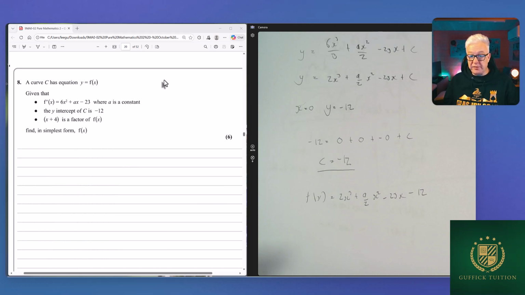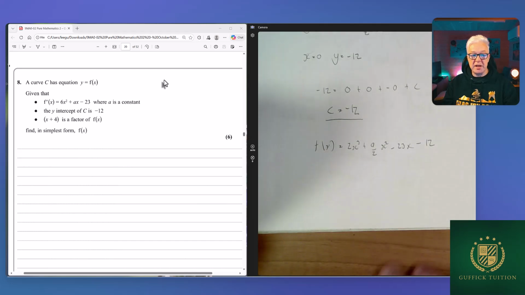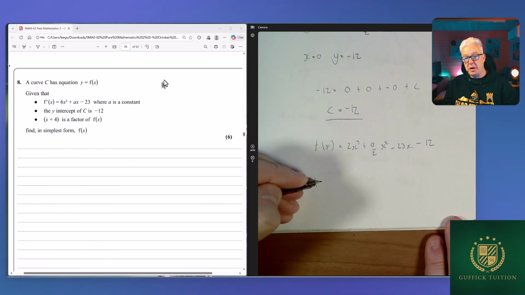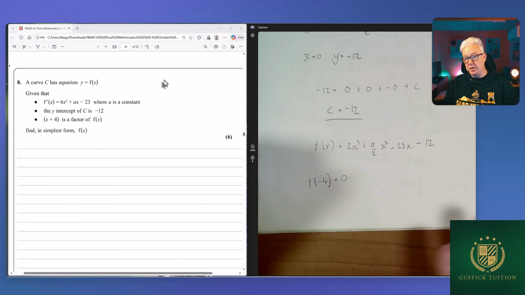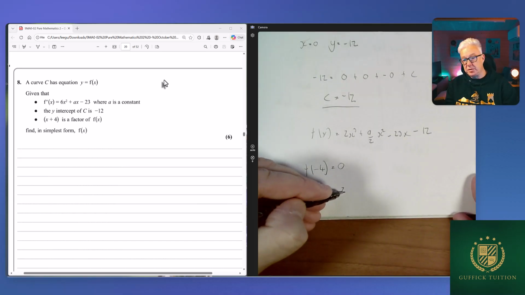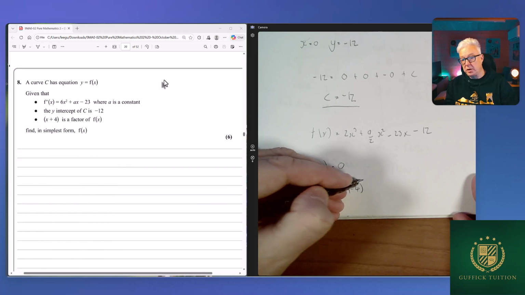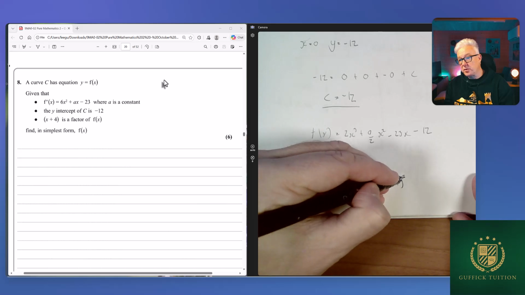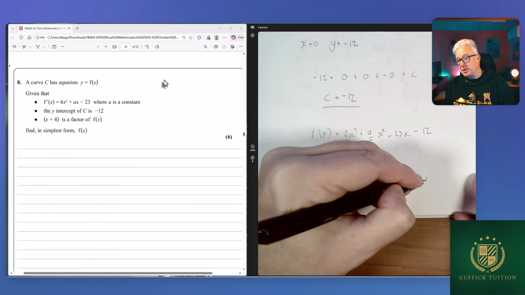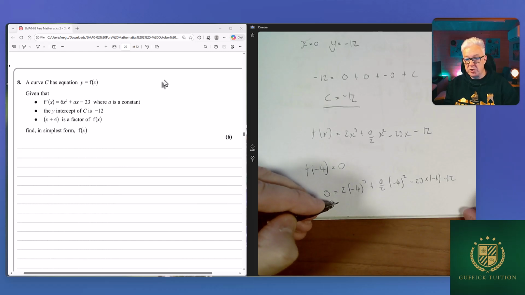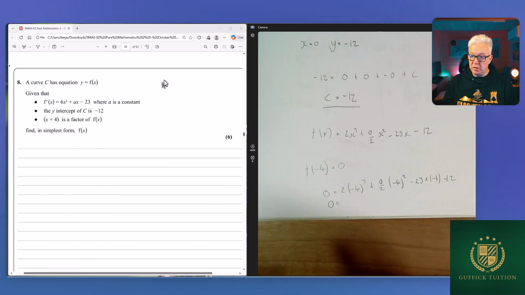Okay, so we've just got a to find now, so we're going to use the third piece of information, which is that x add 4 is a factor. That means that f of minus 4 is going to equal 0, using the factor theorem. So we can say that 0 is equal to 2 times minus 4 cubed plus a over 2 times minus 4 squared minus 23 times minus 4 minus 12. From this we should be able to work out what we get for a.